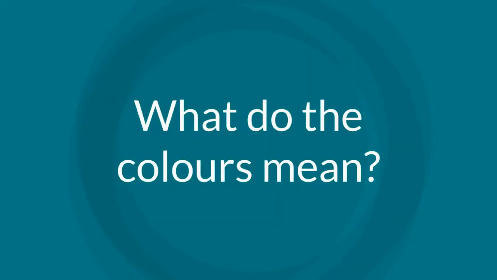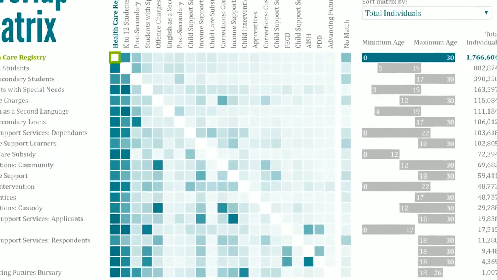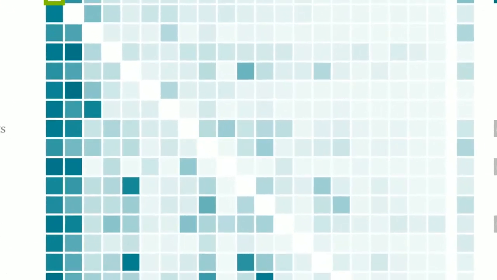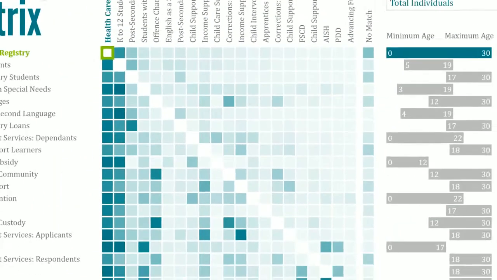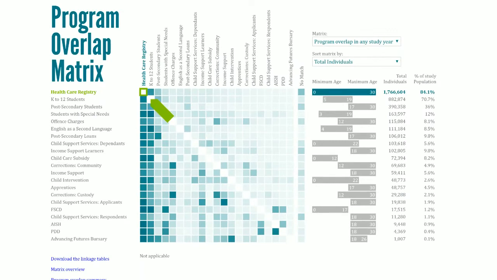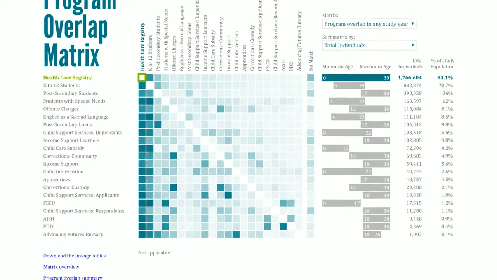What do the colors mean? The darkness of the cell color indicates the amount of overlap between the two programs. Darker colors mean more overlap. Lighter colors mean less overlap. The cells along the diagonal of the matrix are the ones where the source program and the linked program are the same program. The cells are white in color, and when clicked, Not Applicable appears at the bottom of the matrix. This is because program overlap within a program is not meaningful.